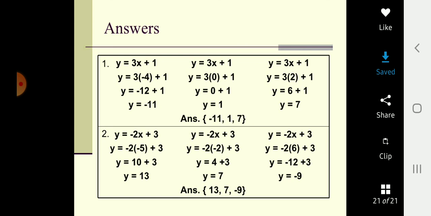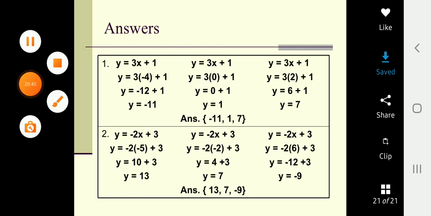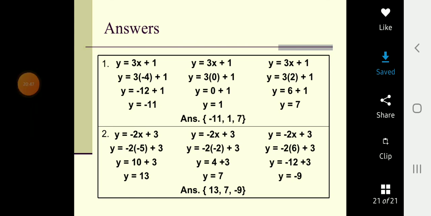So the answers are 13, 7, and negative 9. So that's all for the basic examples and definition of relations and functions.